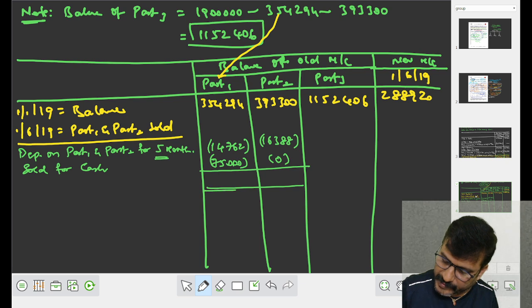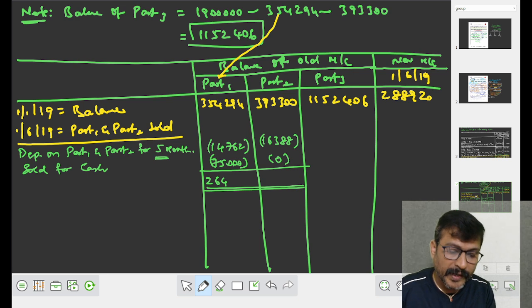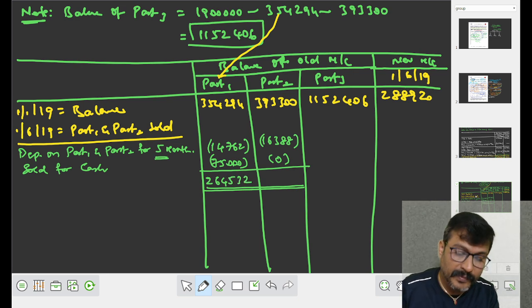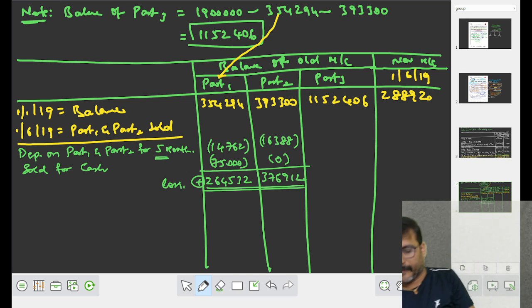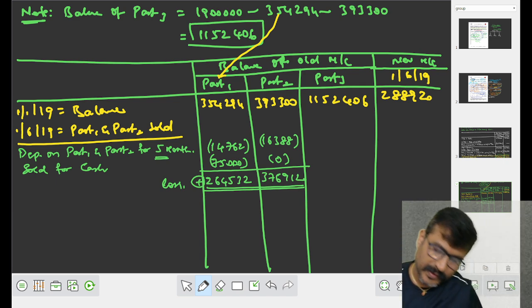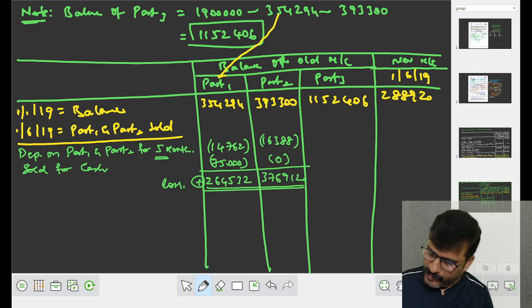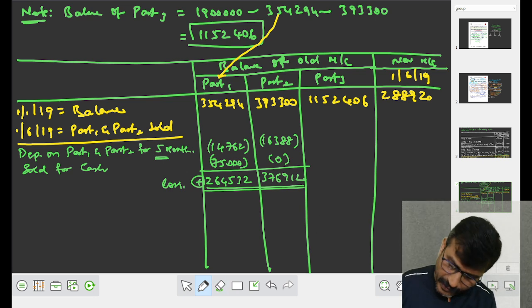Now you work out a balance. Since you are getting plus 2,64,532, 3,76,912. Since the answer is plus, so it is called loss. My dear students, did you understand regarding this June 19? Now, let us move on to the last day of a calendar year. What is the last day of calendar year? That is on 31st December 19.